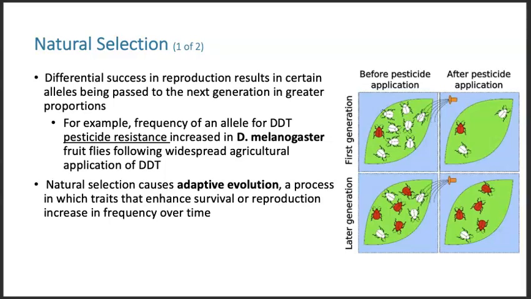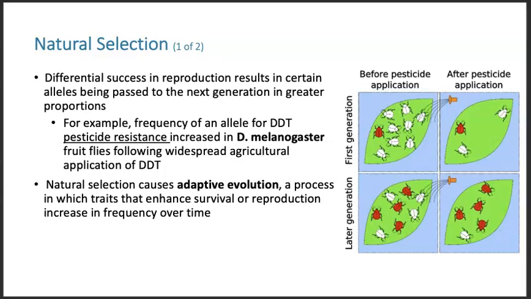If you violate the no natural selection, that means you do have natural selection. And we learned previously that differential reproductive success, passing on certain alleles in greater proportions than other alleles due to differences in environment, that's natural selection. So an example for this might be the use of DDT, which is a pesticide. DDT was sprayed extensively in the 1960s and 1970s.